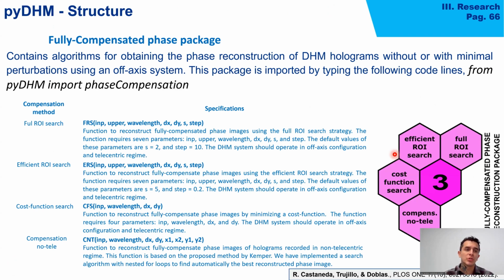Package number 3 is the fully compensated package. This package contains algorithms for obtaining the phase reconstruction of digital holography microscopy without or with minimal perturbation in off-axis systems. This package contains four different strategies: full row search, efficient row search, cost function search, and compensation not telling.